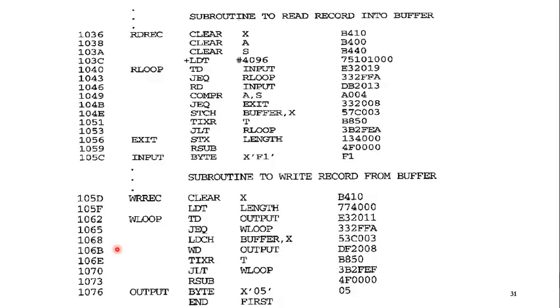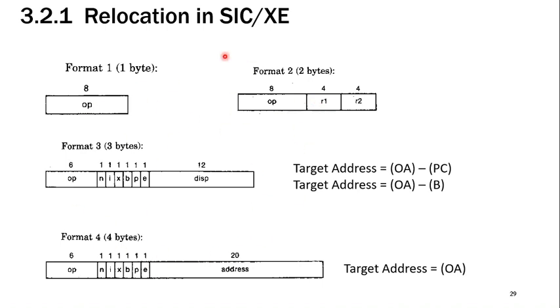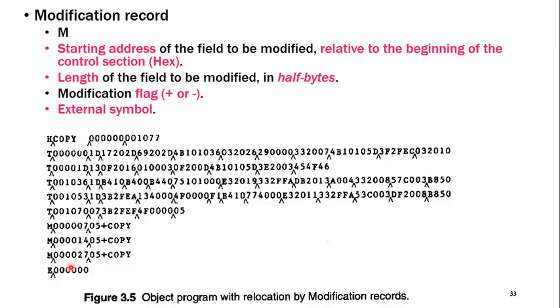So like that, you will have to generate modification records for each format 4 instruction, wherein the object code may vary because of relocation. That is how to handle relocation in SIC, by having modification records. For that we saw which kinds of instructions will vary: it is only format 4, and you deal with that by having modification records in your object program. That is how your relocation loader comes to know which object codes are to be relocated or modified.